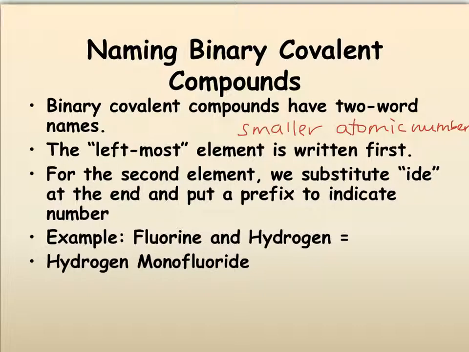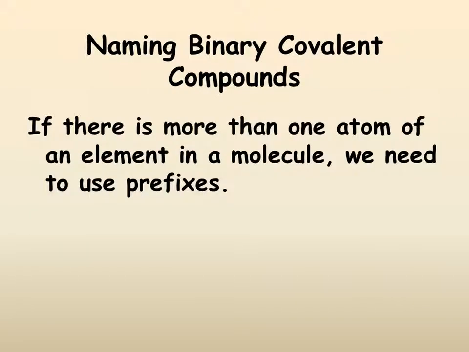So, an example of that is fluorine and hydrogen. Typically, it's made with one of each. Hydrogen, you find leftmost on the periodic table, so that comes first, so hydrogen. Fluorine, there's just one, so we say monofluoride. So the big new thing in covalent bonding is that if there's more than one atom of an element, we have to use prefixes.